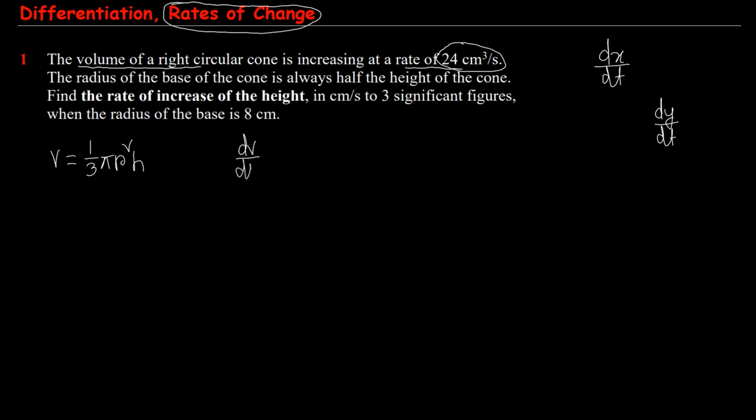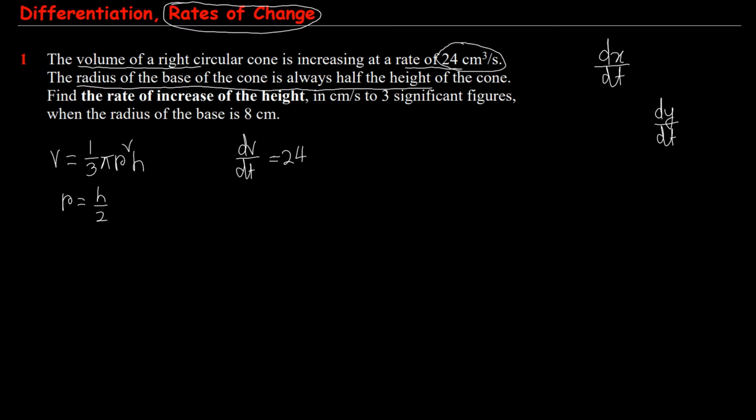It is given 24 centimeter cube per second, which means volume is changing with respect to time, given here as dV by dt. So we can write it as 24. The question also gives us one more piece of information: the radius of the base of the cone is always half the height of the cone. So we can write here r equals half of the height of the cone, so h by 2.